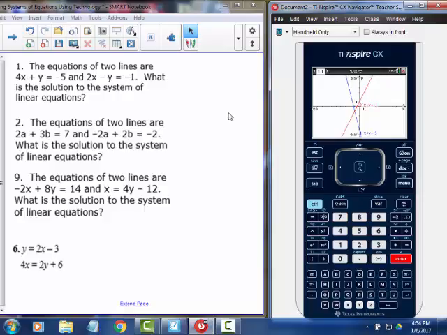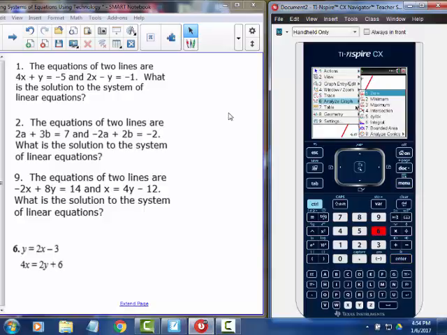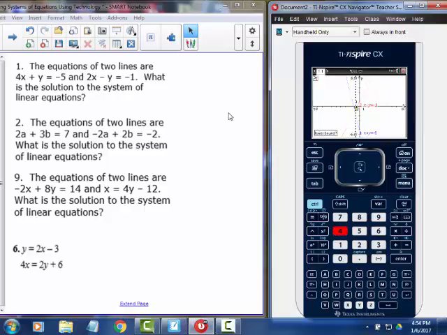That's our solution. Now sometimes that's a little tricky to figure out just by looking, and some of you have been tracing and trying to do it that way. I'm going to show you a little easier way. If you go to menu 6, which is analyze, do you see number 4 says intersection? So we're going to choose number 4.